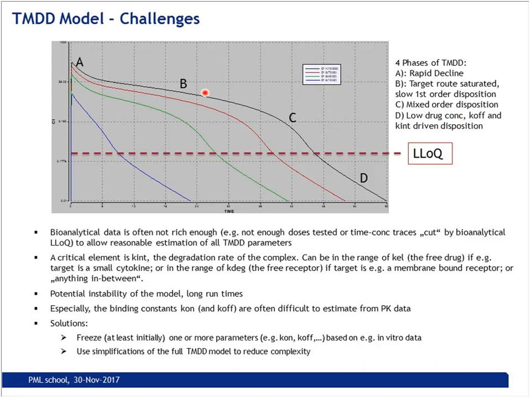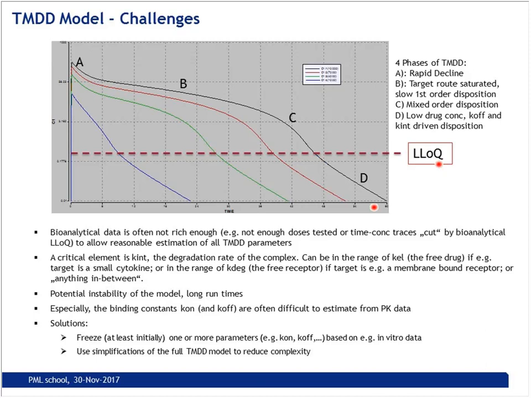And then at some point you have this characteristic bend down in phase C, where the so-called sink effect, the TMDD, kicks in and you get this nonlinear clearance. And then phase D would again be a linear clearance, which is mainly dominated by K off and K in of the target. Now, in the real world, normally you don't, or at least I didn't really see the D phase. Usually your data is cut by your bioanalytical LLOQ, so you will not really see these lower phases.